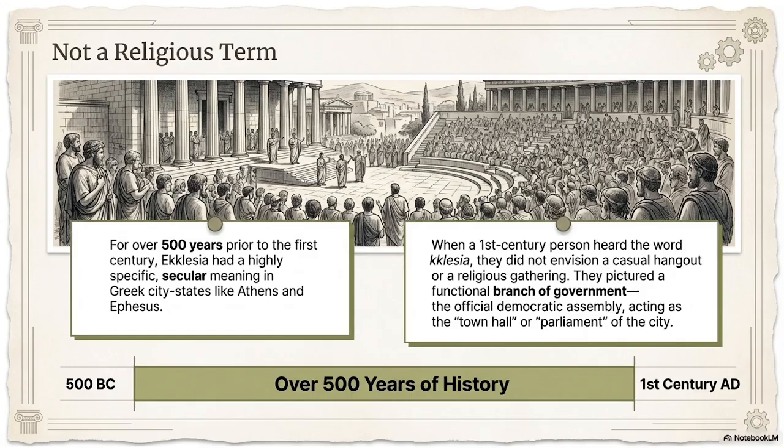It had over 500 years of established history in Greco-Roman city-states like Athens and Ephesus. So what was it, if not a religious service? It was a functional branch of the government. It was the official democratic assembly of the citizens. Oh, wow. So it wasn't a casual hangout or a spiritual retreat. No, it was the town hall. It was the parliament of the city. That is a massive paradigm shift.